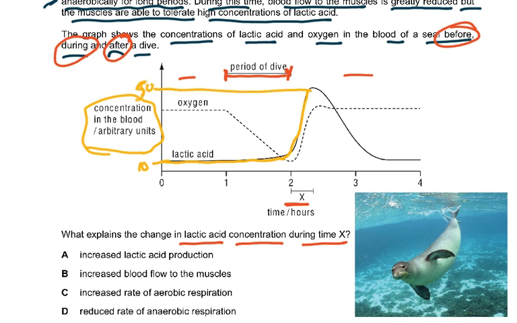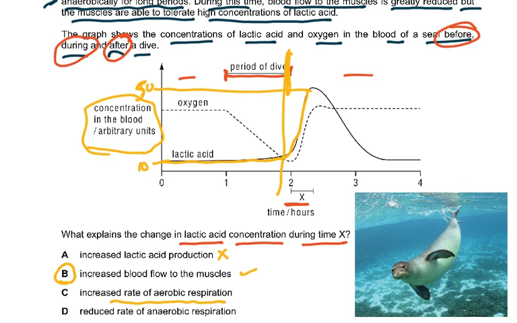So what you have to understand is how do you explain the change in lactic acid concentration? Because the dive has finished at this time, lactic acid is not being produced. So lactic acid production is wrong because the period of the dive has finished. Now the only answer could be increased blood flow to the muscles. Why? Because why are the others wrong? Increased rate of aerobic respiration. Well, the exercise is finished. Why would there be more aerobic respiration?